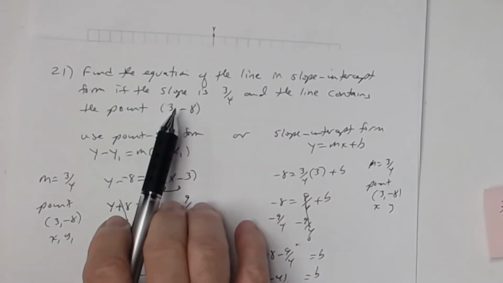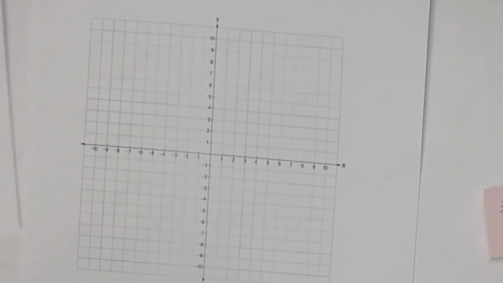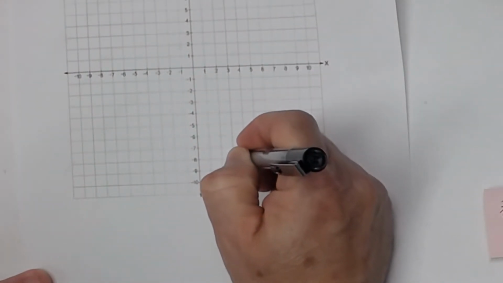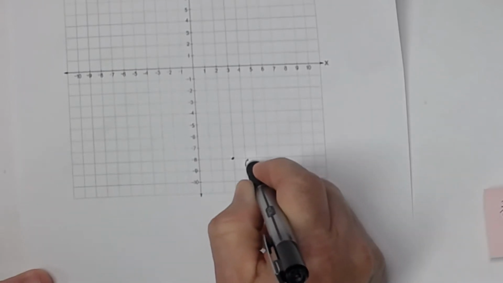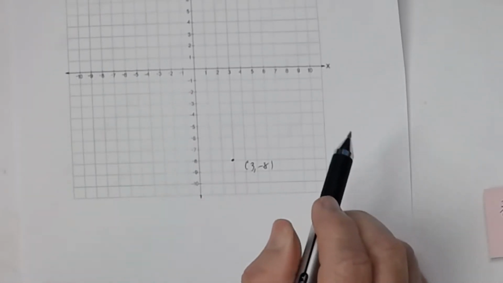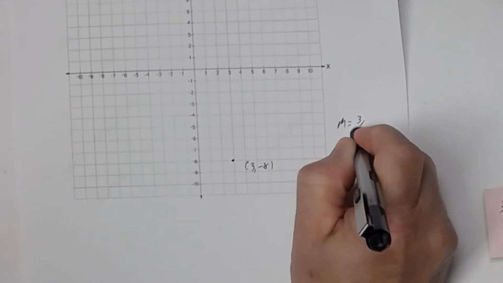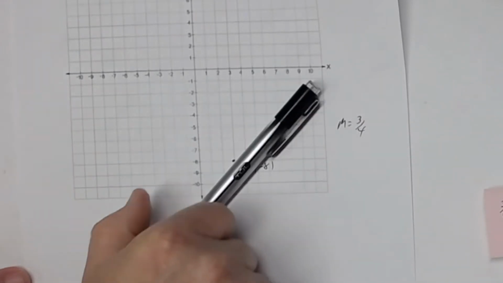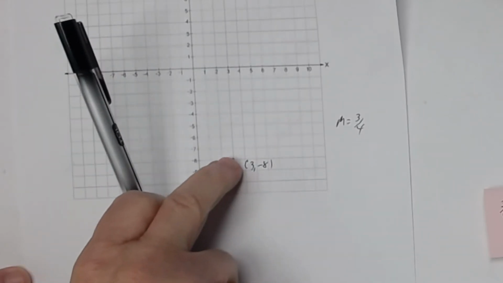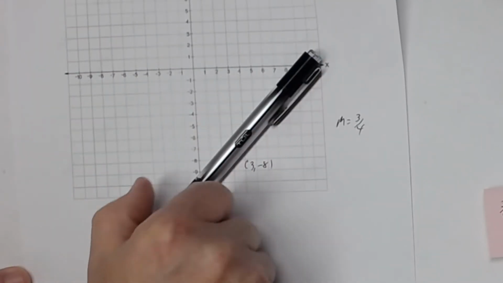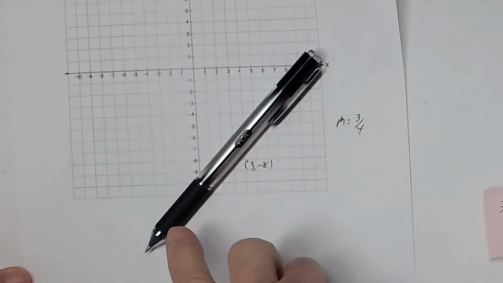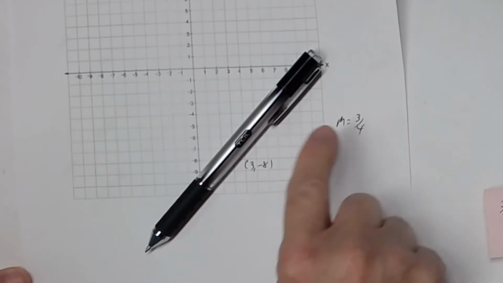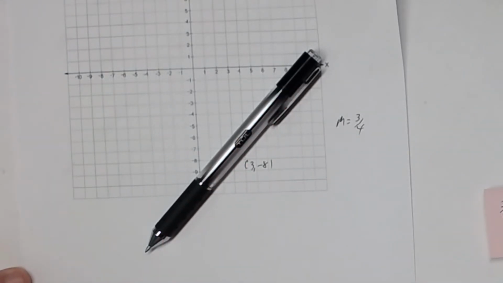So you know that this line goes through this point, (3, negative 8). So that means (3, negative 8) right here is a point on that line, right? All right, and you know the slope of that line is 3 fourths. So remember, the slope is positive, right? So that means that this line that goes to this point right here better rise. As you go from left to right, it better go up. Remember, a line that has a positive slope rises from left to right.